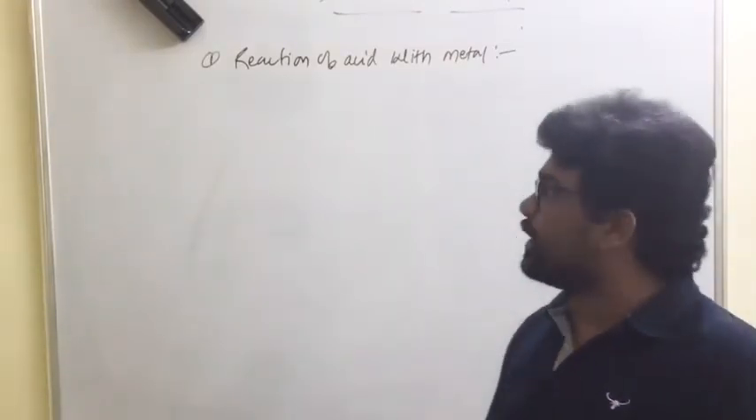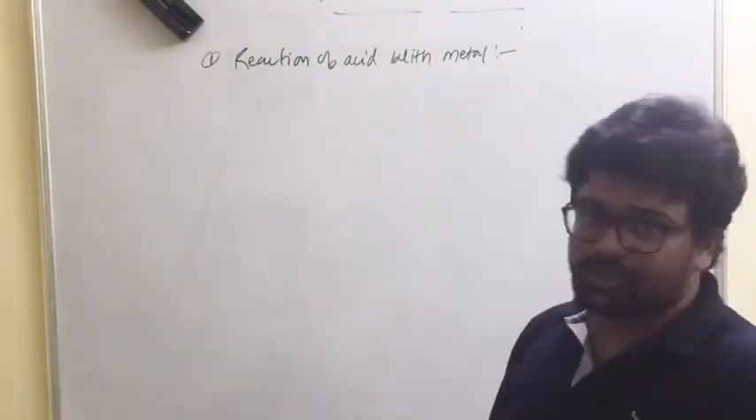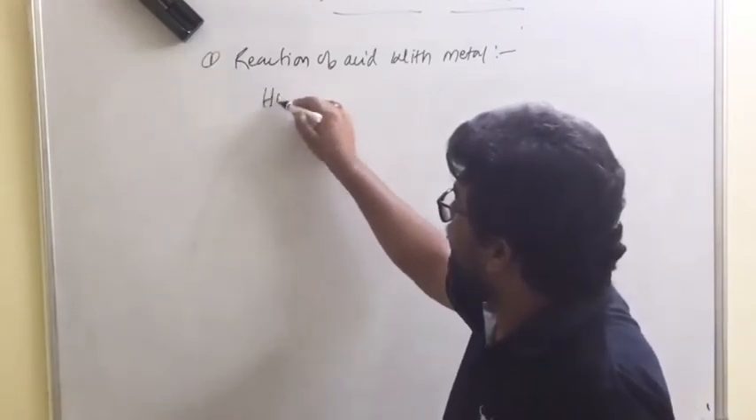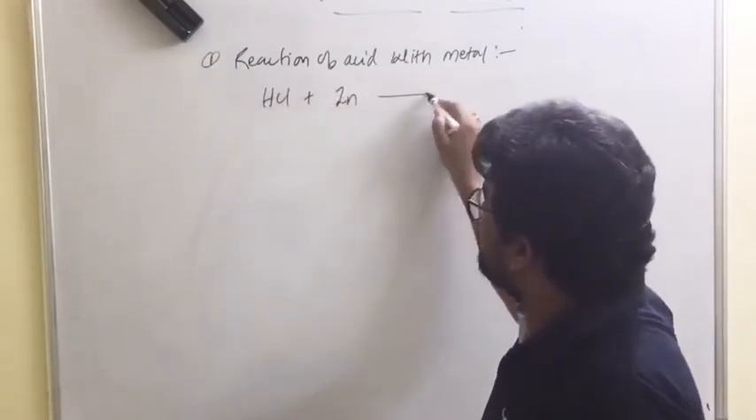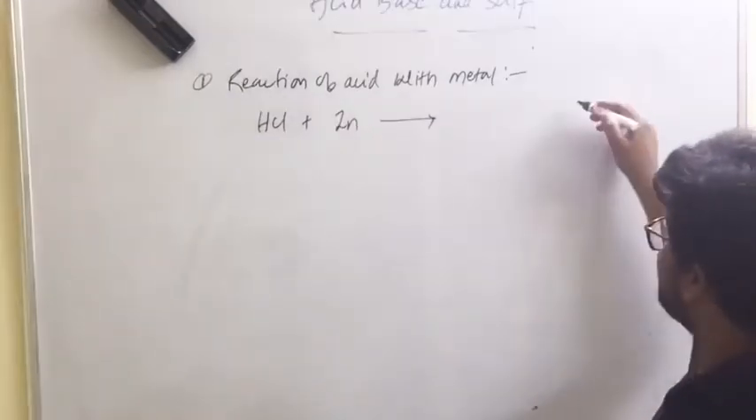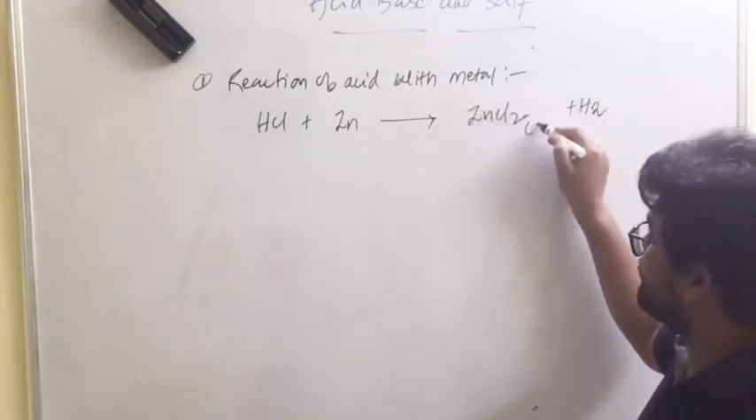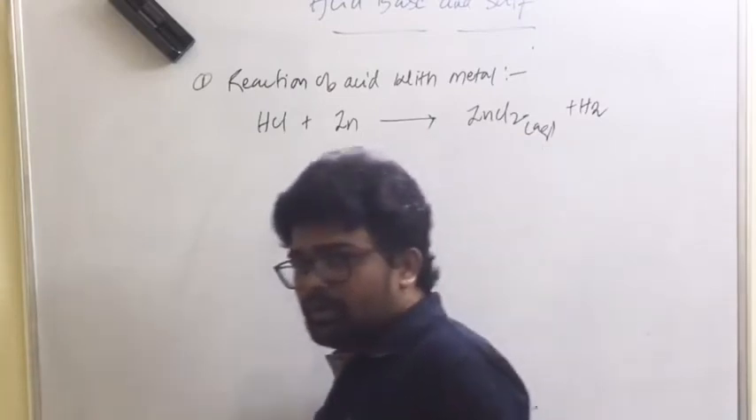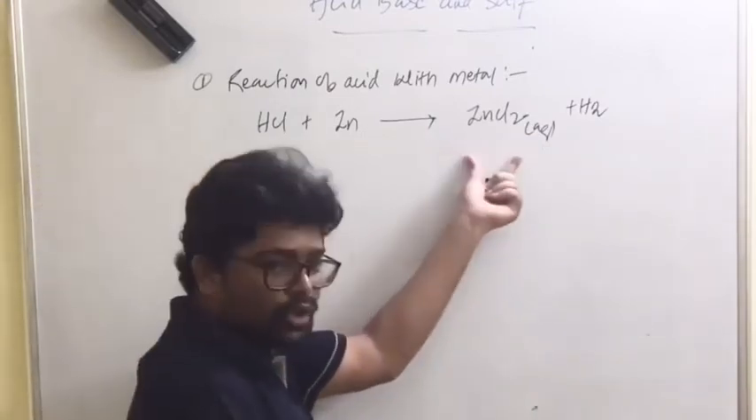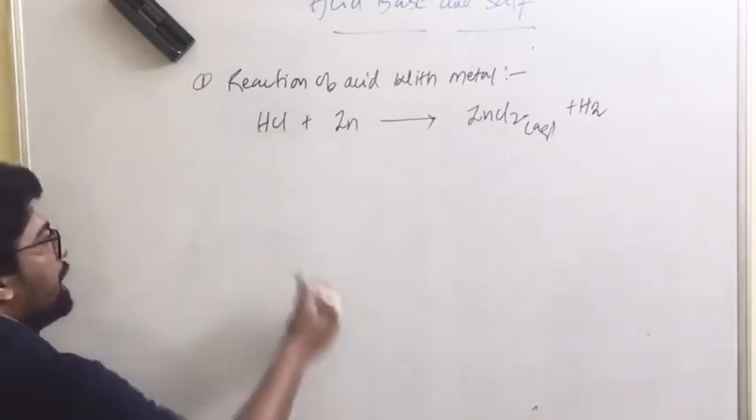Okay, please try to understand this. So our first chemical property we are going to study is reaction of acid with metal. Okay, so what happens? I'll take an acid HCl, I'll react with a metal called zinc. So when acid reacts with metal, it releases hydrogen gas and forms a salt called zinc chloride. The remaining part of an acid reacts with the metal and forms a salt called zinc chloride and releases a gas called hydrogen gas. That is the first chemical property.